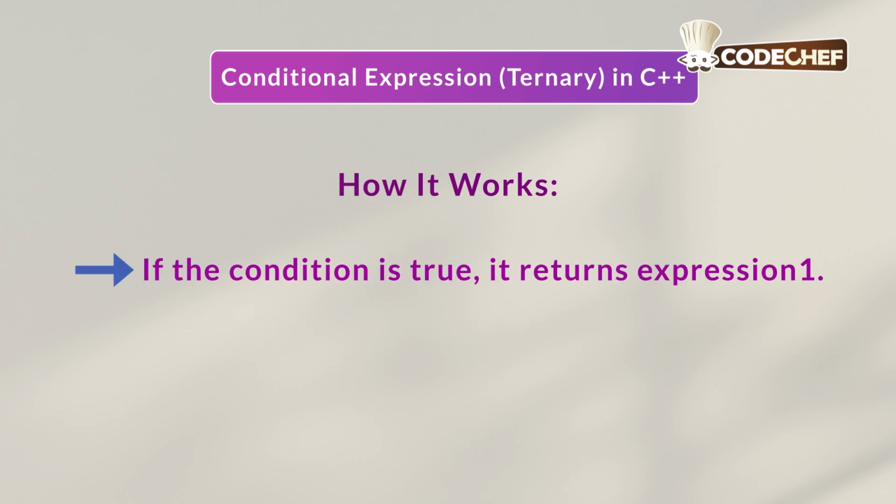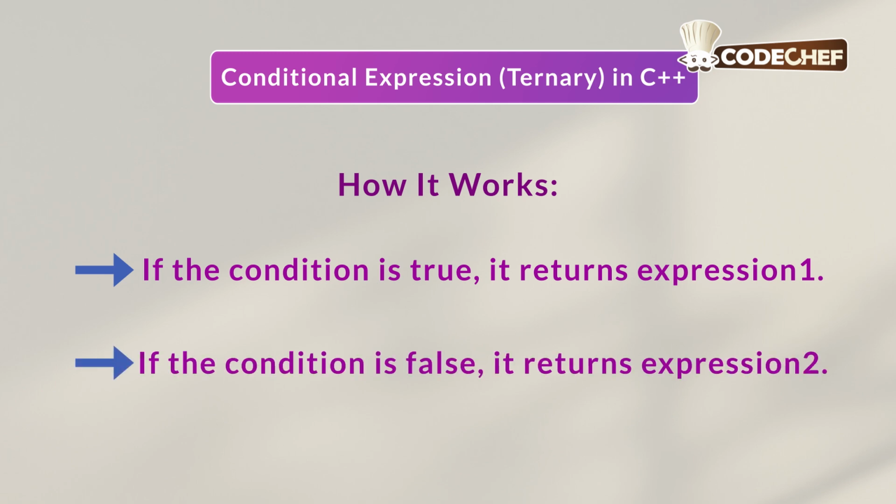Now how does it work? If the condition is true, then it returns expression 1, and if the condition is false, then it returns expression 2. So basically, the ternary operator is just a simpler way of using the if-else statement, and we generally use it for simple conditions. We do not go for the ternary operator when we have any complicated or high-level condition in our program. Now let us go to the CodeChef platform and see an example of this concept.